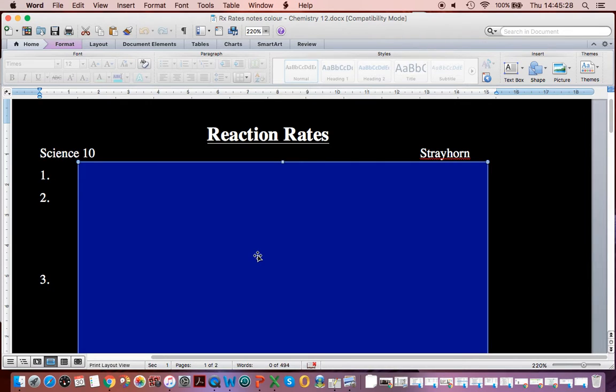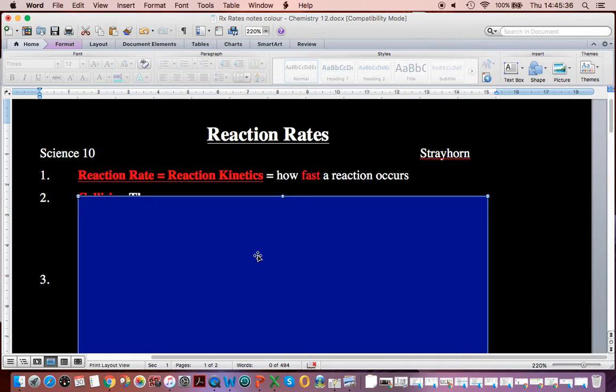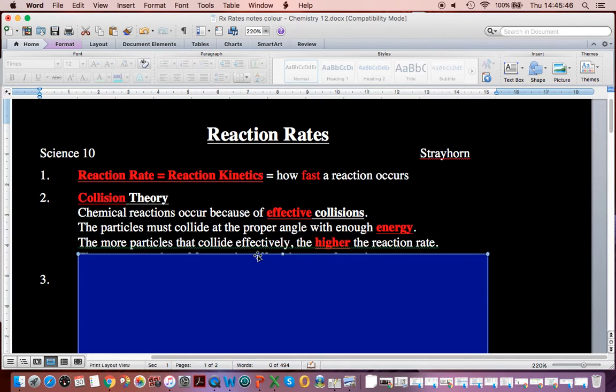Good day. This is a set of notes that introduces you to the wacky world of reaction rates, often called reaction kinetics. Kinetic meaning motion. So when we look at a reaction rate, we want to know how fast a reaction occurs. Is it a fast reaction, is it a slow reaction, or somewhere in between?